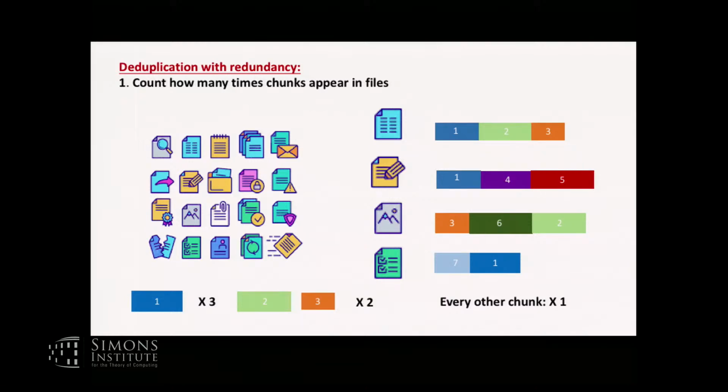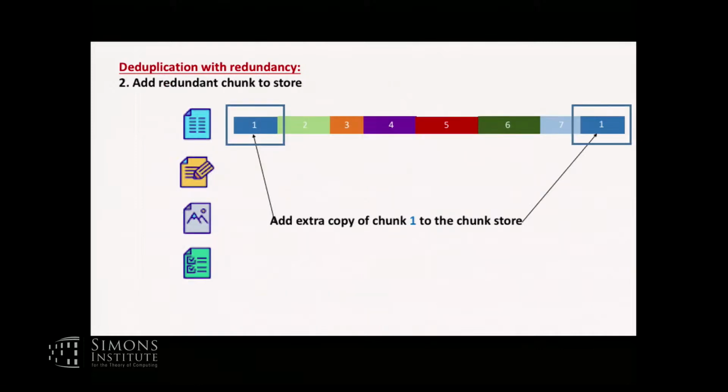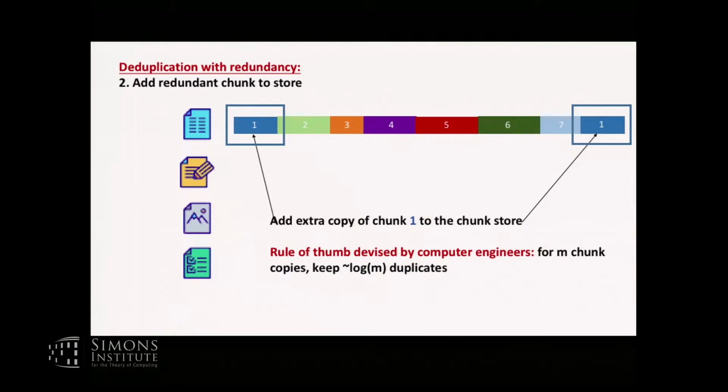You're not going to just use one replica of each chunk. What you do is, in this case, you can add an extra copy of chunk 1 somewhere in the store. For convenience, I added it at the end, but you could have added it in some other location. And that is an extra copy. The rule of thumb that computer engineers tell you is good to use in practice is go with roughly log m duplicates of the chunk that you're counting.